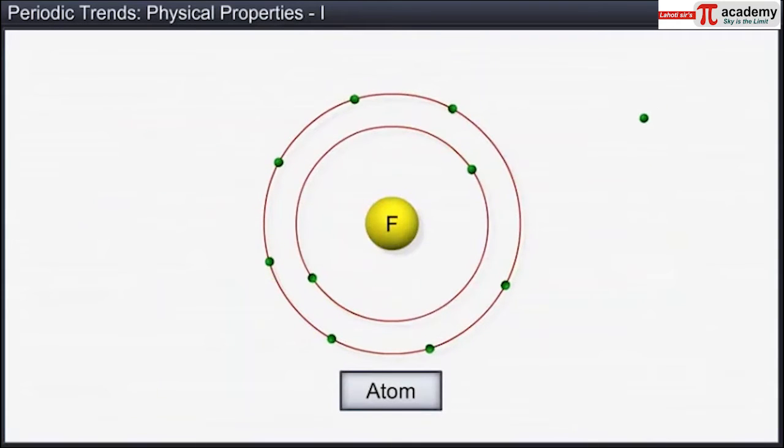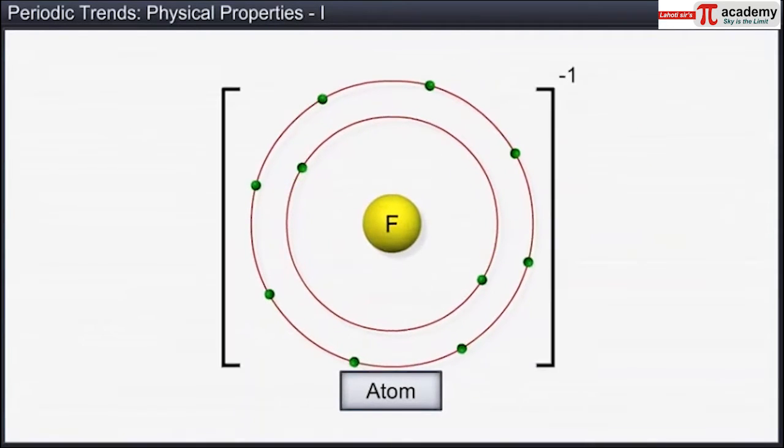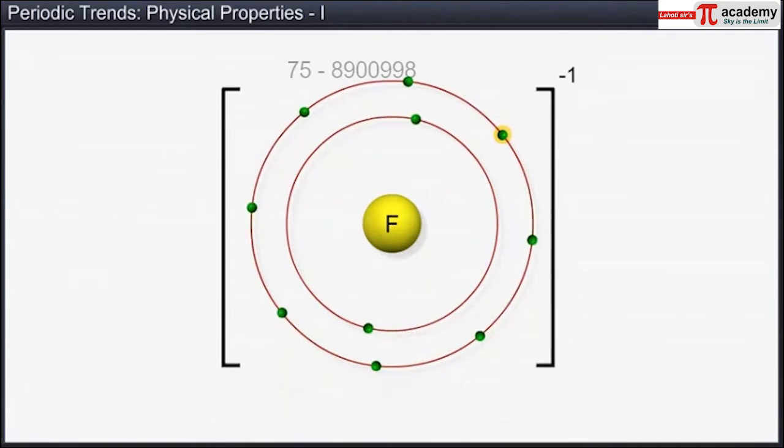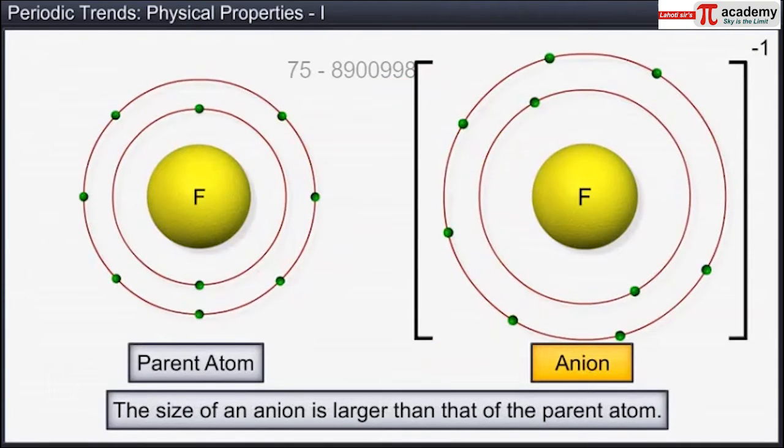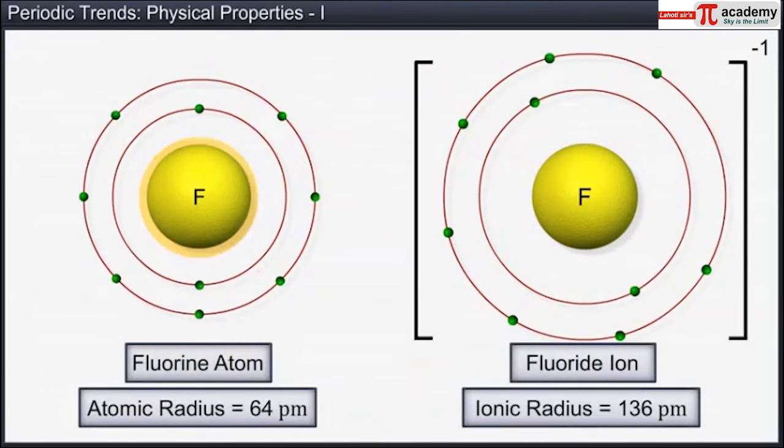Similarly, when a parent atom gains an electron, it forms a negative ion or an anion. The addition of one or more electrons results in an increased magnitude of inter-electronic repulsions among the electrons and a decrease in the effective nuclear charges. Therefore, the size of an anion is larger than that of the parent atom. The atomic radius of fluorine, F, is only 64 picometers, whereas the ionic radius of fluoride ion F- is 136 picometers.